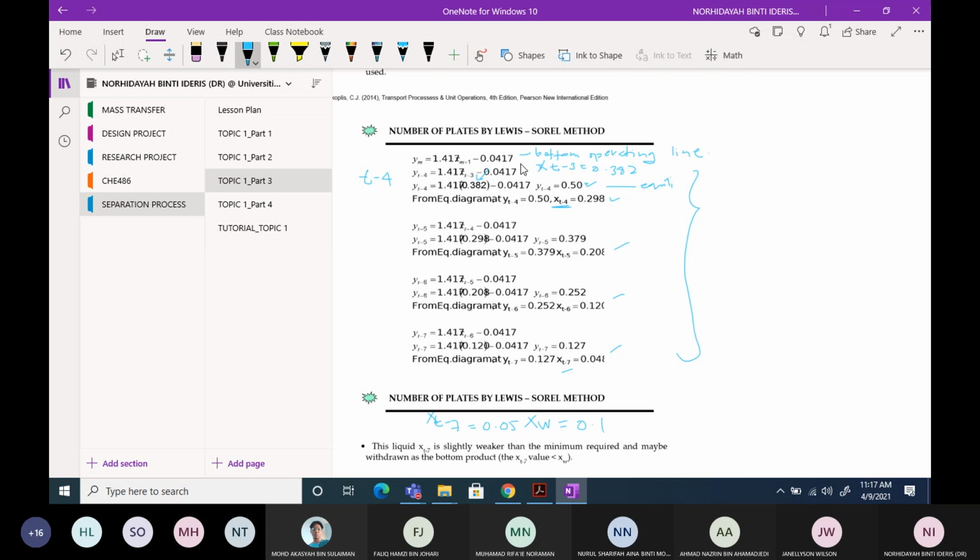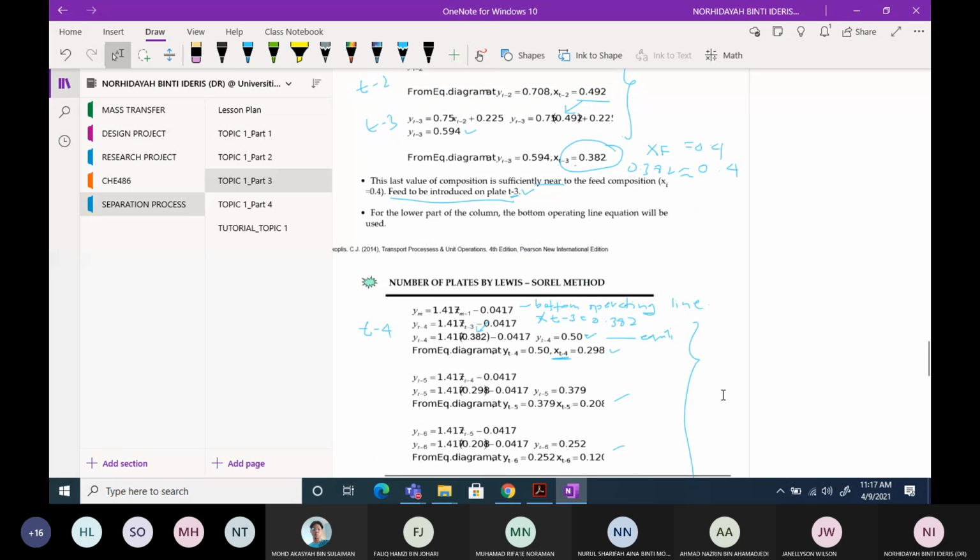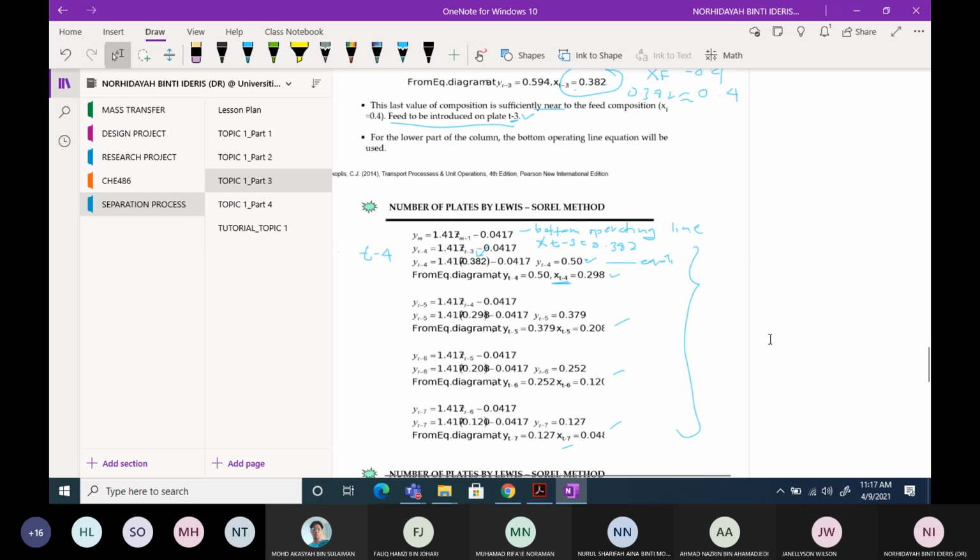Then the same thing as before, take the value of the previous x, 0.382, and put it inside the equation. Only that right now the equation is the bottom operating line. Then you will get yt minus 4 is 0.5. And then look at the equilibrium line, and you will get the value of xt minus 4 equal to 0.298.